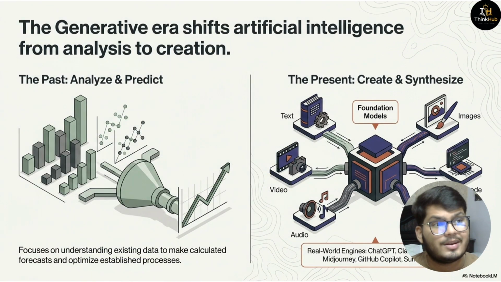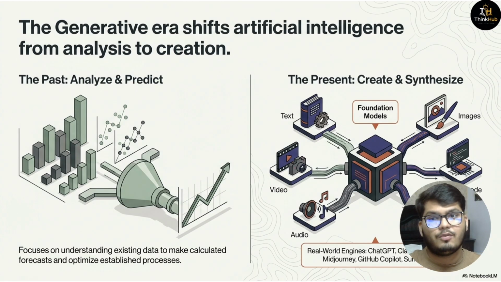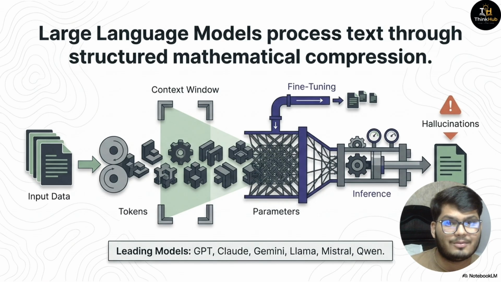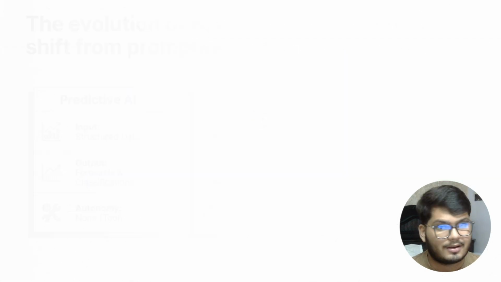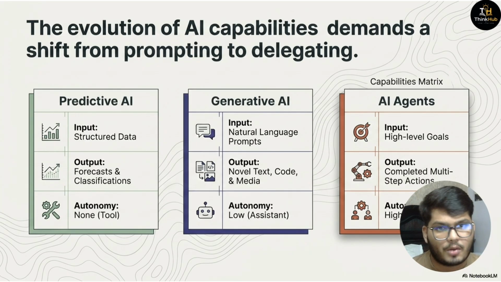Now, will the generative era shift artificial intelligence from analysis to creation? The past was to analyze and predict. Now the present is to create and synthesize, with real-world examples and engines like ChatGPT. Large language models, that is LLMs, process text into structured mathematical compressions. The revolution of AI capability depends on a shift from prompting to delegating. Basically, it is predictive AI, AI agents, and generative AI. So there are three AI terms, and you can read about them.